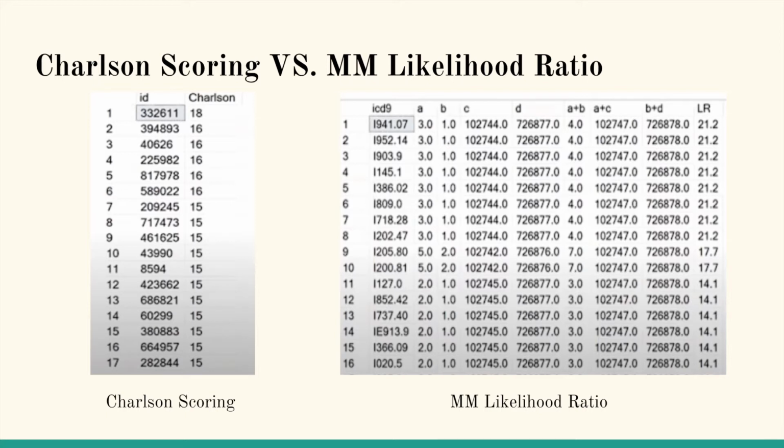Likelihood ratio defines how much more likely a patient with a diagnosis is of dying compared to a patient that does not have that diagnosis. On the picture to the right, you can see that a diagnosis of 941.07 has a likelihood of 21.2 times of dying compared to someone who does not have that diagnosis.